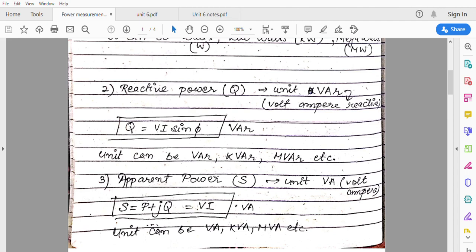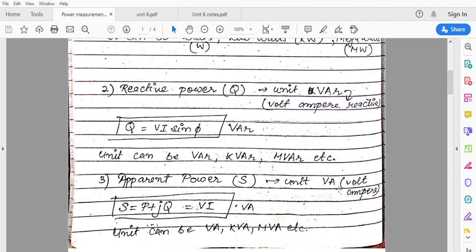Now coming to apparent power. In the power triangle, the hypotenuse was denoted as the apparent power. Apparent power is capital S, and its unit is volt ampere. Apparent power can be given as V into I. Also, in terms of the power triangle or complex power, S can be denoted as P plus jQ, where j is the complex operator. The unit of apparent power can be volt ampere, kilovolt ampere or megavolt ampere.